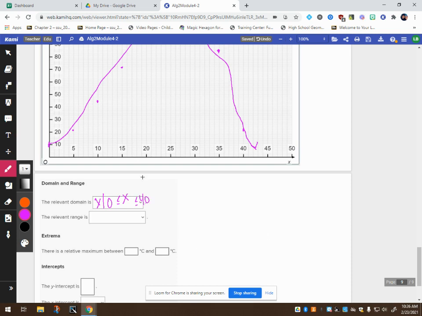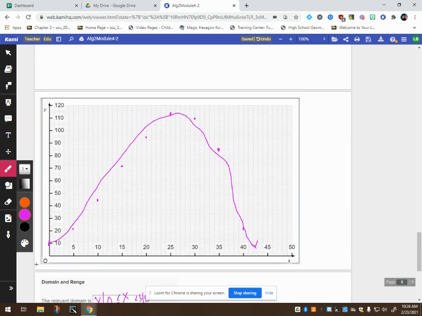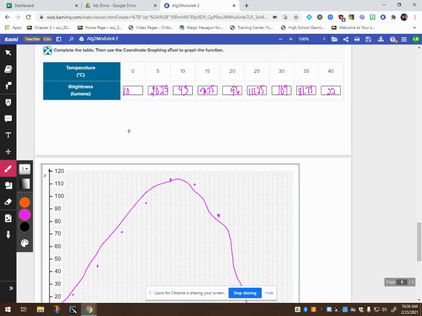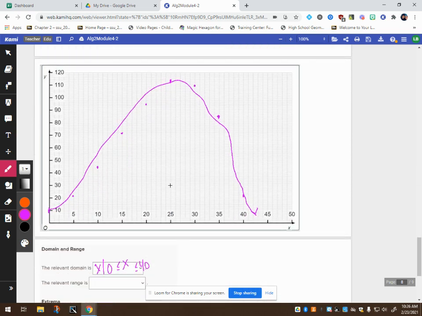Okay, the relevant range. So what are the values of y that we looked at? So it looks like my range started here at 10. And it goes way, way up, and then it keeps on going down forever and ever and ever. So what is my range values? Well, let's look at the highest point. My highest point was 111.12 at 25 degrees Celsius, and then it started going down. So I would say that my range would be y values that are less than 112.